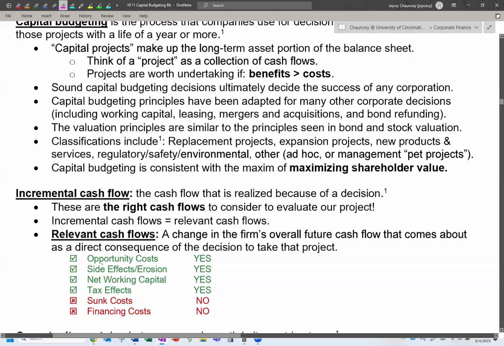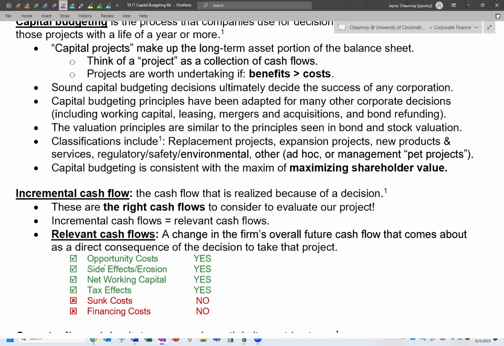Side effects or erosion, these come about because you launch one product, let's say, and if the project does really well, you launch Coca-Cola Life and you find that your Diet Coke sales increase, we consider that a side effect, that more people want to drink Coca-Cola because you're advertising this new product. So it ends up lifting your cash flows just because you launched one idea.